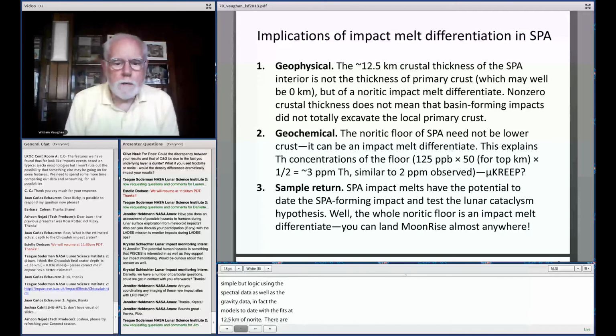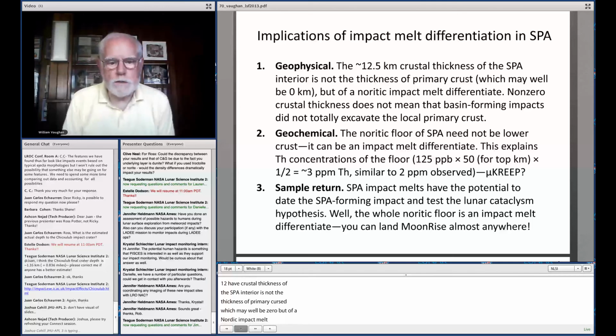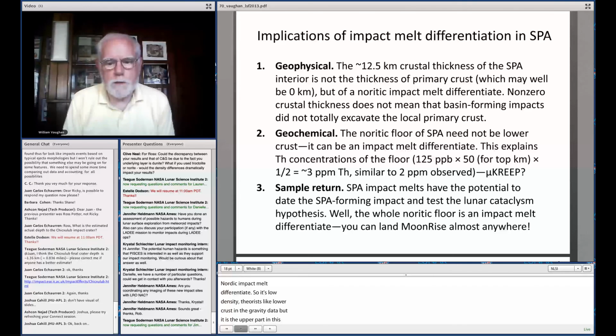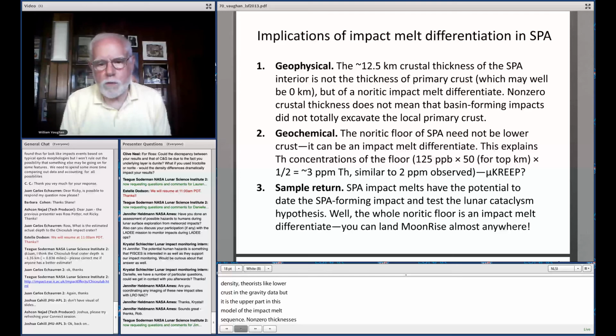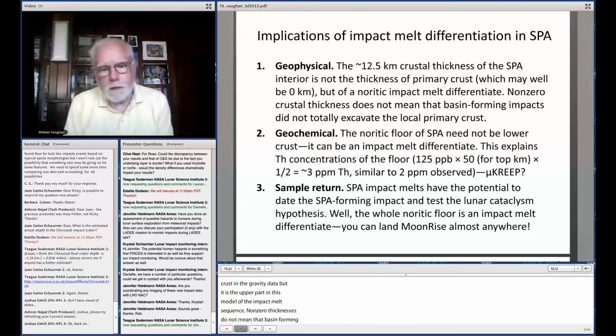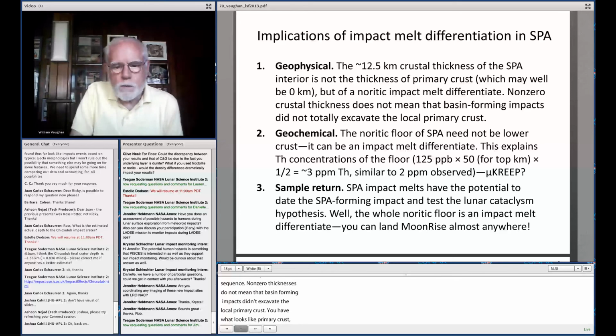Now, there are some implications of this if the logic and our sequence of thinking here is true. That is, from a geophysical point of view, the 12.5 kilometer crustal thickness of the SPA interior is not the thickness of primary crust, which may well be, in fact, 0, but of a noritic impact melt differentiate. So it's low density. It appears more like lower crust in the gravity data, but in fact, it's the upper part in this model of the impact melt sequence. So non-zero thicknesses do not mean that basin-forming impacts didn't excavate the local primary crust. So you can have what looks like primary crust, but the basin may have excavated much deeper than that.